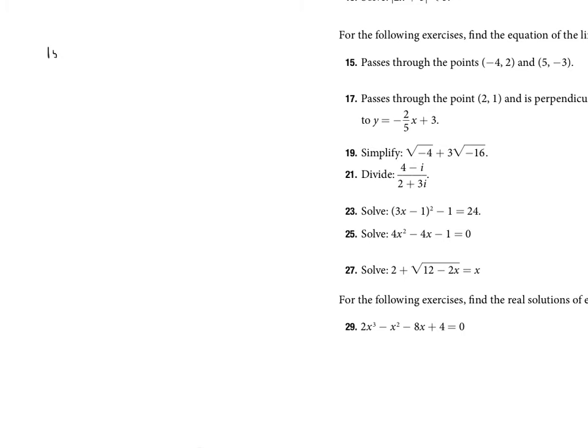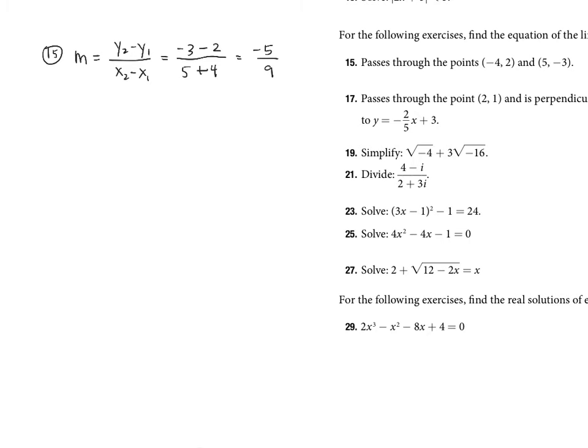15, we want to find the equation of the line that passes through the points negative 4, 2 and 5, negative 3. So the first thing we want to do is find the slope. So remember that that's y2 minus y1 over x2 minus x1. So something else you need to have memorized. So that's going to be negative 3 minus 2 over 5 minus a negative 4. So that's going to be negative 5 over 9. So our slope will be negative 5 over 9.